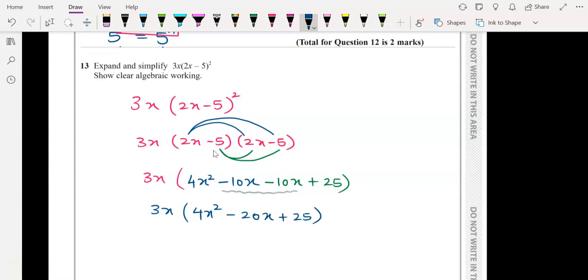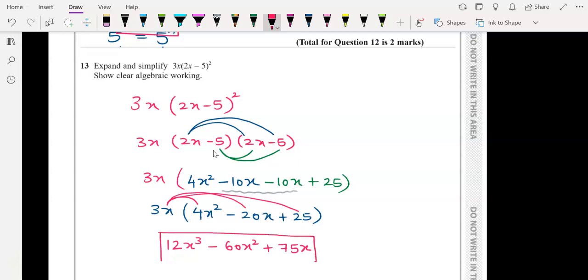Now I can multiply the bracket with 3x. So 3x multiplied by 4x square. So 3 times 4 is 12. x multiplied by x square is x cube. 3x times negative 20x. So it will be negative 3 times 20 is 60. x with x will give me x square. And 3x times 25. So 3 times 25 is 75x. That's your final answer, 12x cube minus 60x square plus 75x. Moving to the next question.